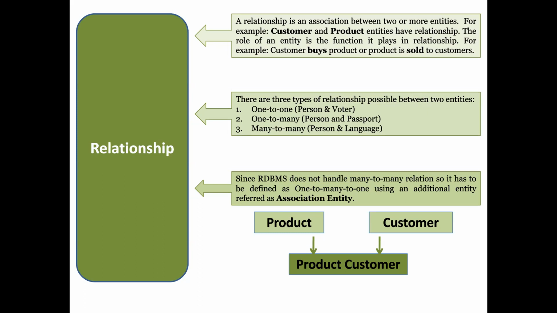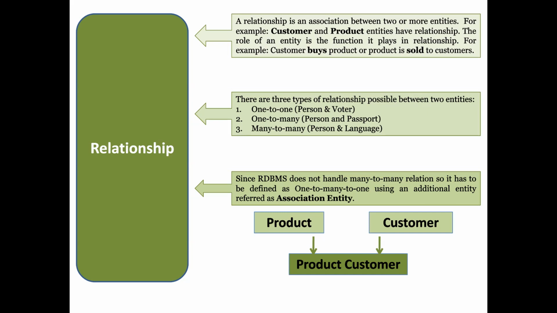As I said, RDBMS does not support many to many relation, which means within the same table or within the 2 tables, you cannot maintain this. So you have to introduce a third table. Person will be one table, language is another table, and in between there will be one more table which will be the relation or association.